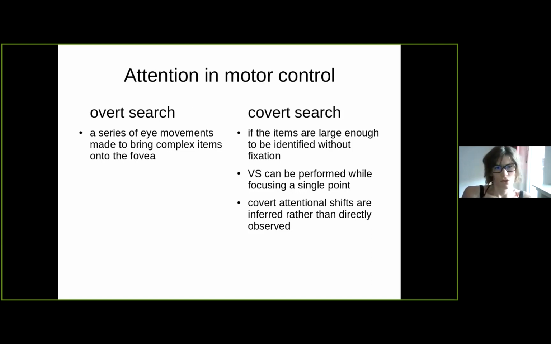So overt search, just a short reminder, means that you would conduct a series of eye movements to bring a complex item onto the fovea, and covert search happens if an item is actually large enough to be identified without fixation. So this one cannot be directly observed, but has to be inferred rather from other behavioral data. And that's what we are hoping to achieve.